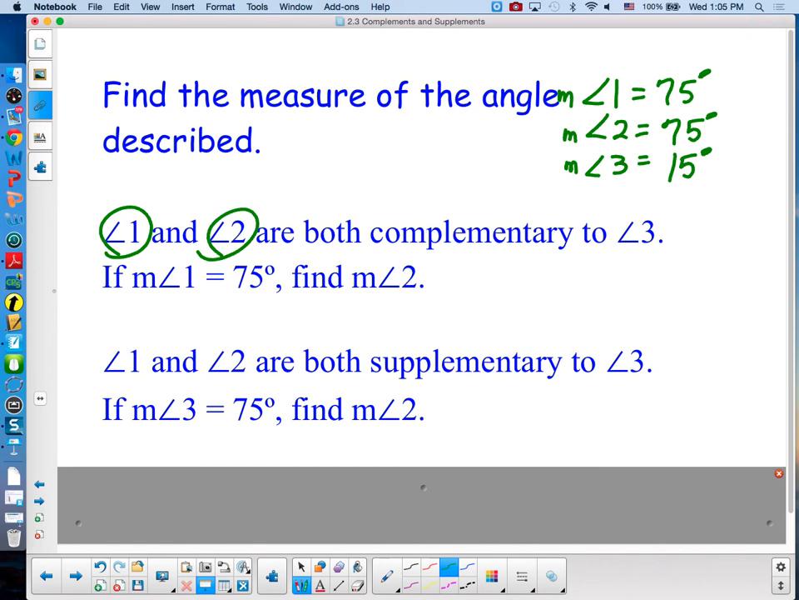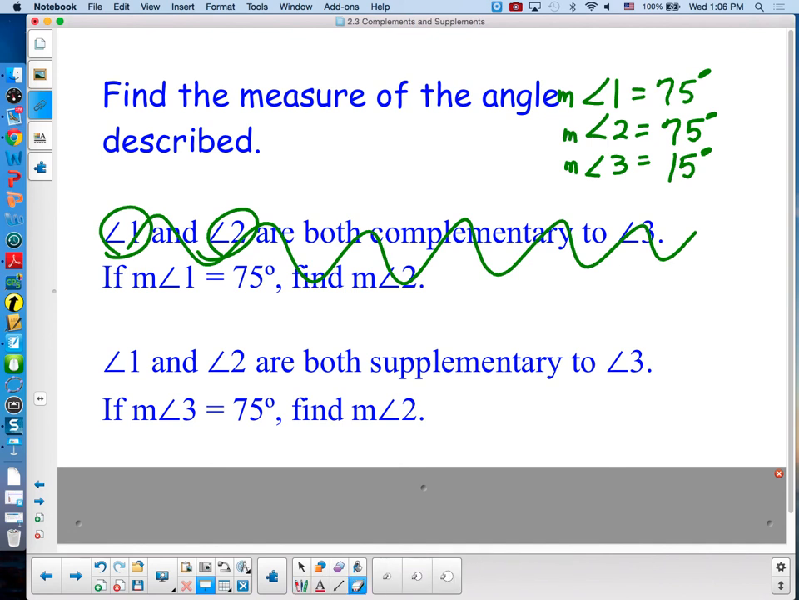How about in this one? So now ignore that problem. Angle 1 and 2 are both supplementary to angle 3. If angle 3 is 75 degrees, find the measure of angle 2. Think you know what angle 2 is? 75? No? What do you think? 105? Okay, let's try. We've got some disagreement.